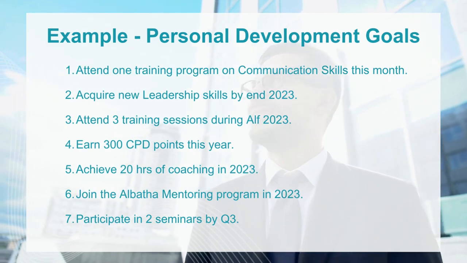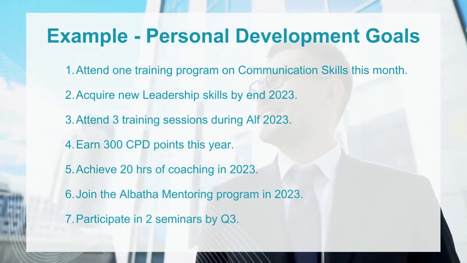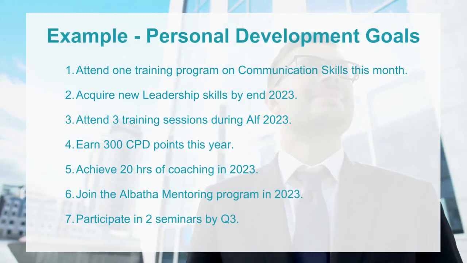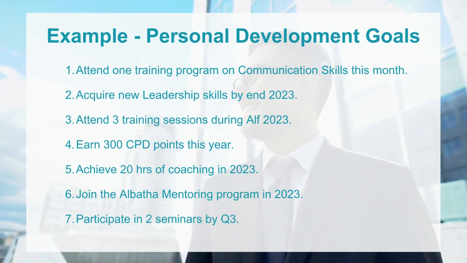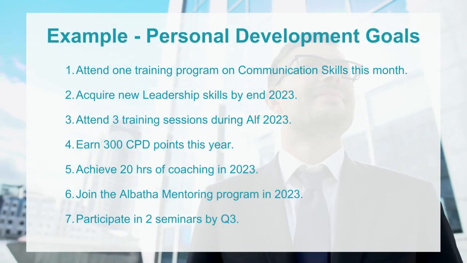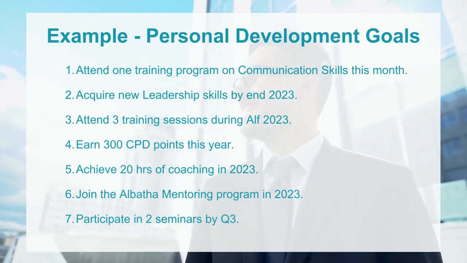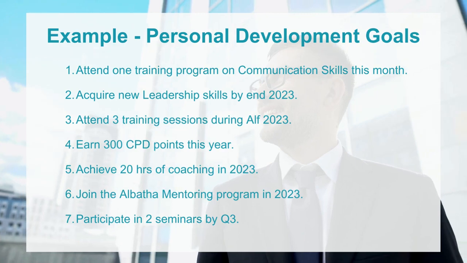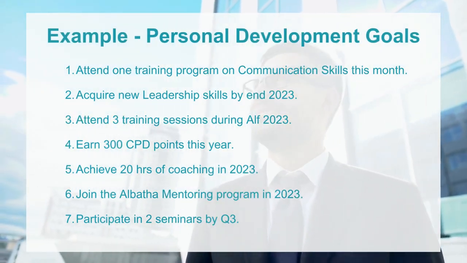Example personal development goals. Attend 1 training program on communication skills this month. Acquire new leadership skills by end 2023. Attend 3 training sessions during 2023. Earn 300 CPD points this year. Achieve 20 hours of coaching in 2023. Join the Albatha mentoring program in 2023. Participate in 2 seminars by Q3.